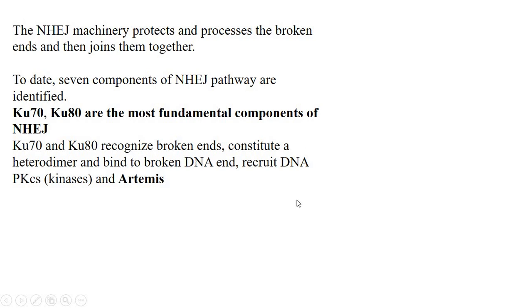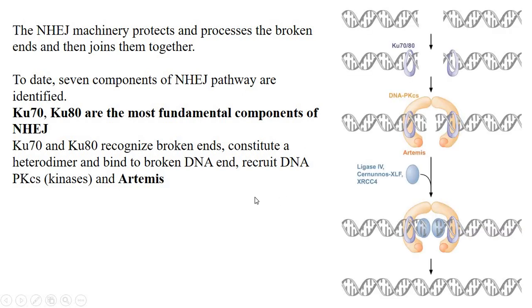So Ku70 and Ku80 recognize broken ends. They constitute a heterodimer. So here, this is a double-stranded break. Ku70 and Ku80 make a heterodimer, and they bind to each end of the DNA. Now these DNA-PKcs and Artemis come and bind. Since Artemis has all these exonuclease and endonuclease activities, and these activities are activated by these protein kinases that they bind to, these all bind together. And then other proteins come and bind as well.